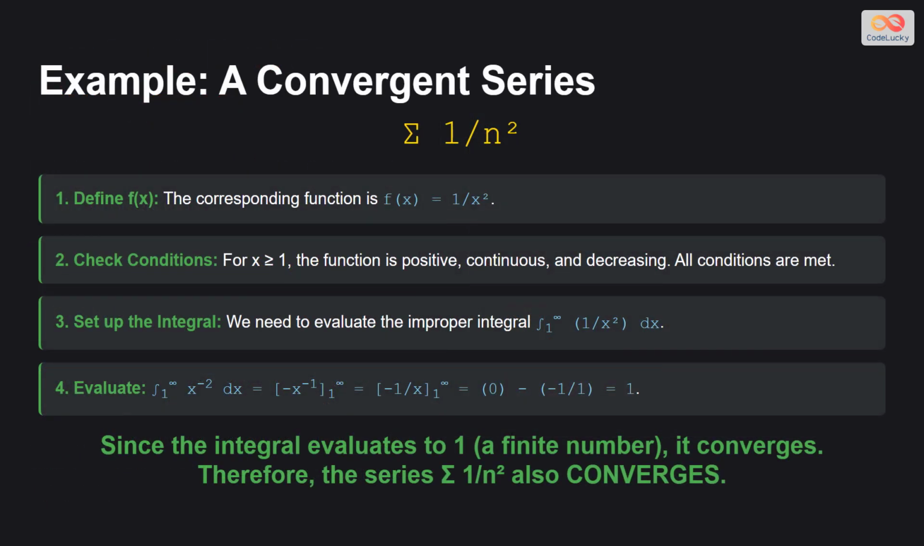Let's test the series sum of 1 over n squared. First, we confirm that the function 1 over x squared is positive, continuous, and decreasing for x greater than or equal to 1. Next, we evaluate the improper integral of 1 over x squared from 1 to infinity. The calculation shows the integral equals 1. Because the integral converges to a finite number, we can conclude that the series also converges.